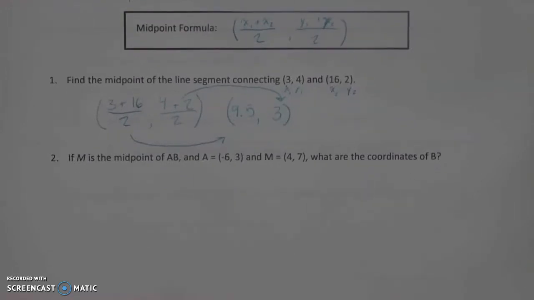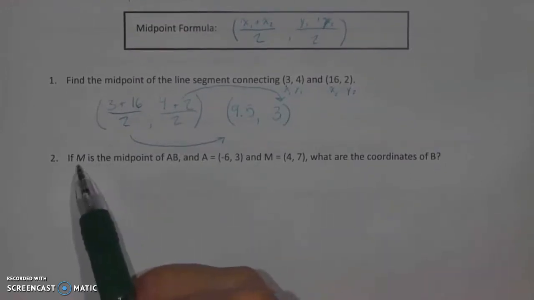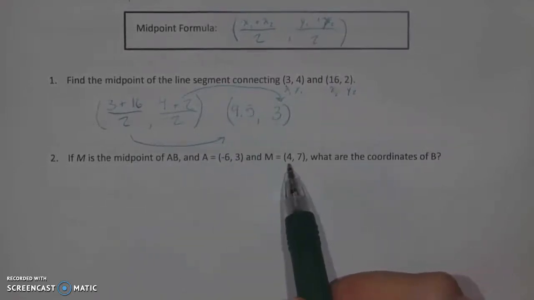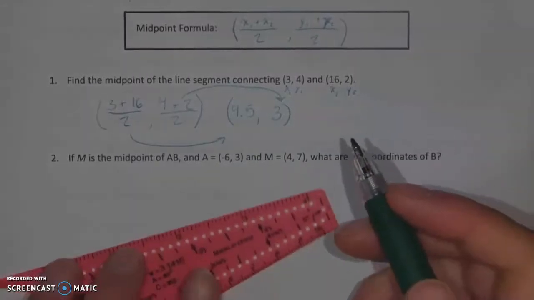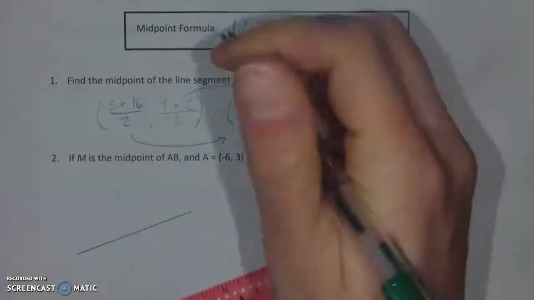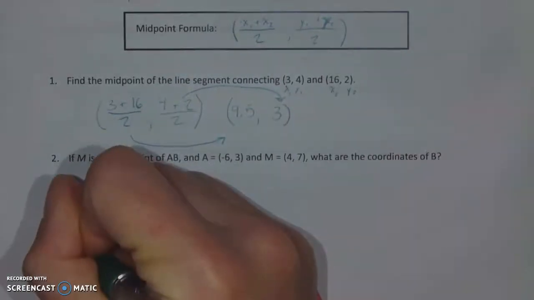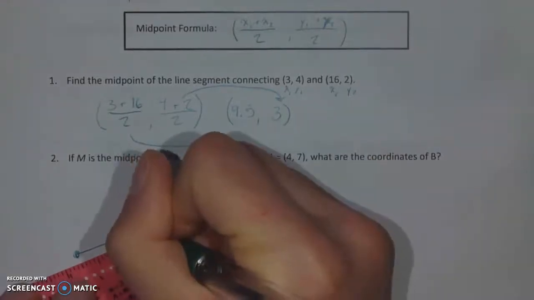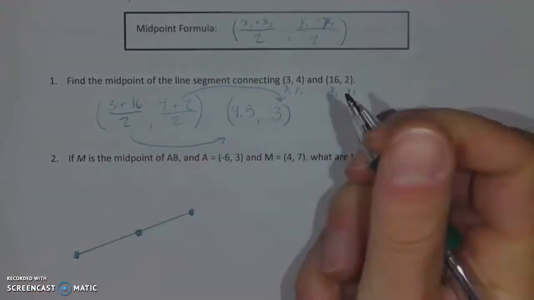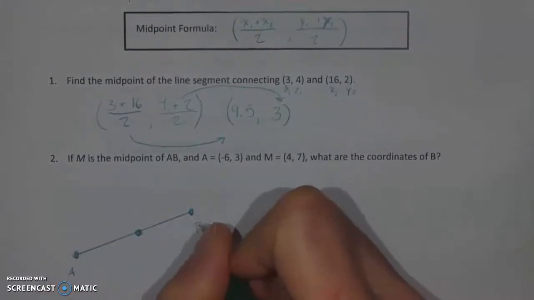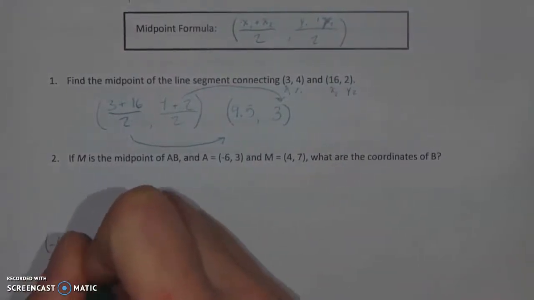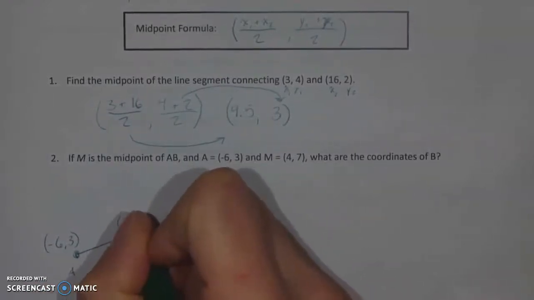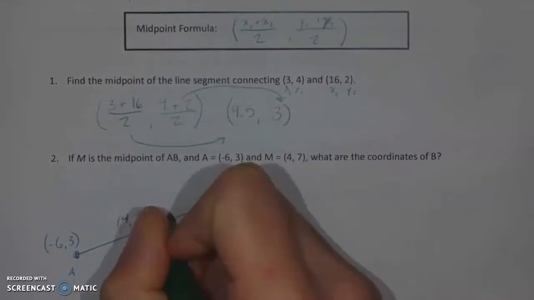So let's look at this final one then, and in this one we're asked if M is the midpoint of AB and A is this point, the midpoint is 4, 7, what are the coordinates of B? So I have something here, and I'm just going to draw any random line. Keep in mind that this is not necessarily what my line looks like on the graph. And I'm going to end up with a midpoint somewhere around here. So if this is AB, and I know that A is -6, 3, I know that my midpoint, M, is 4, 7. I want to find B.